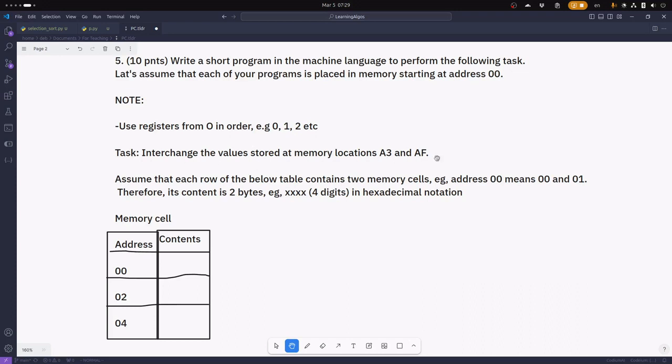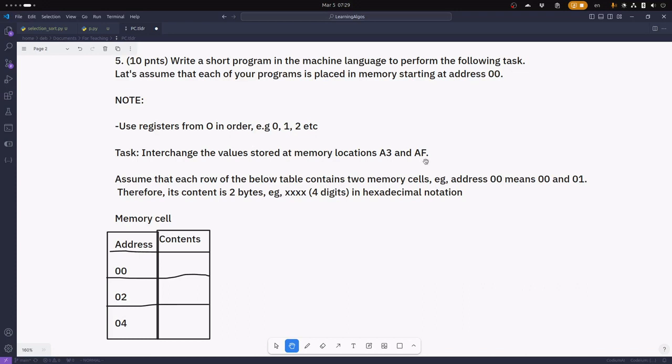And this line is our task. Just don't be afraid of seeing all those writings here. Our main task is here, and the others are just descriptions for you to understand the question clearly. So see, the task is to interchange the values stored at memory locations A3 and AF. That means there are values in memory locations A3 and AF, and our task is to swap those values.